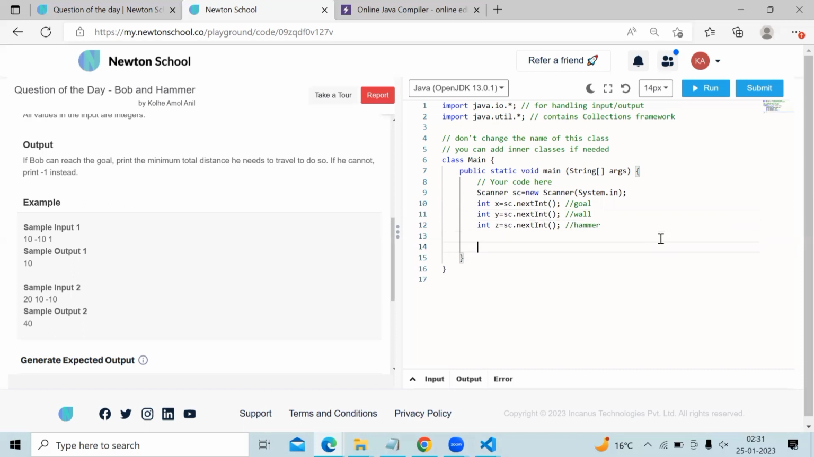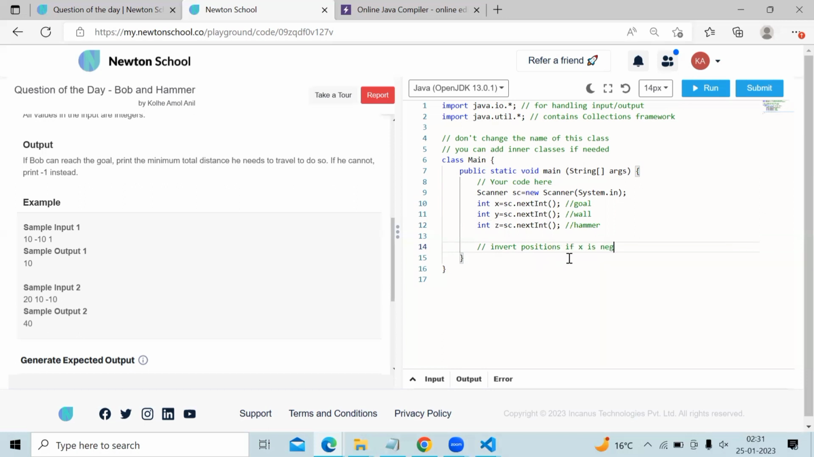Okay, now what we can do, here we have to check if the goal or value of x is negative or not. If the value of x is negative, then we'll invert the positions.